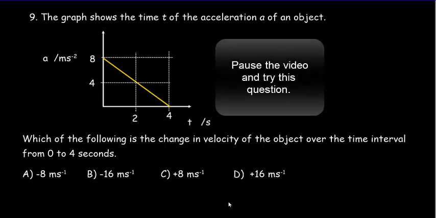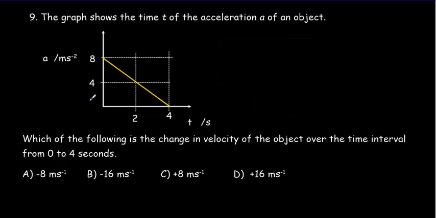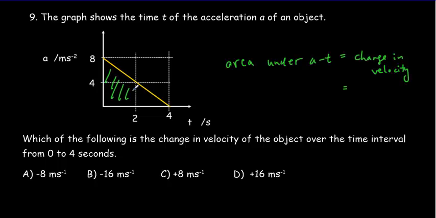Question 9. Pause the video, try the question, come back for the answer. So when we've got an AT graph, the area under an AT graph is going to be the change in the quantity above it, the change in velocity. So the area under the AT graph would be this here. You notice it is a positive area. It's above the time axis.